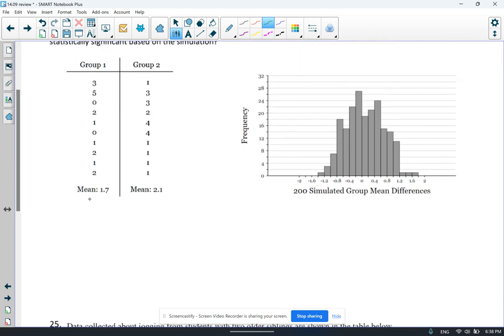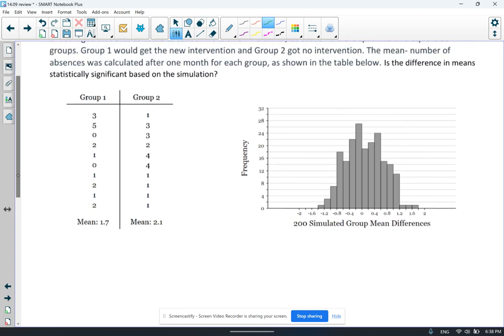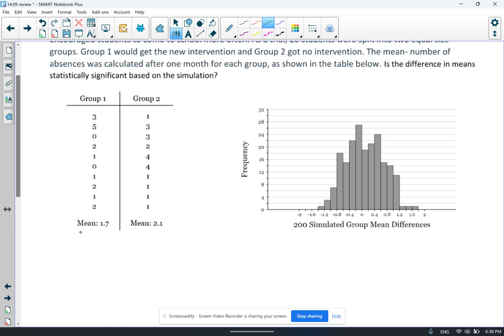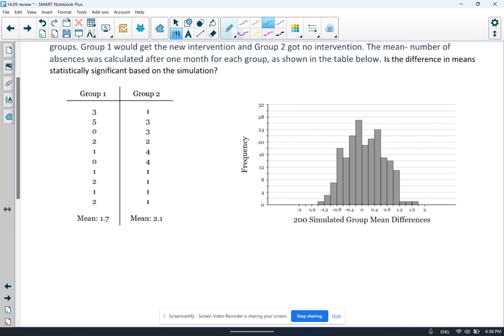So they gave us the data from the two groups and they already calculated the means. It does not matter in this particular problem if you do group 1 minus group 2 or group 2 minus group 1. You just have to be consistent in how you approach the problem. Typically, if it doesn't say anything, I'll do group 1 minus group 2.